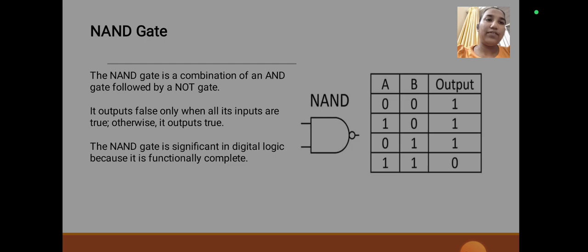If inputs are A and B, if A is 0 and B is 0, the output will be 1 because of the negation of the AND gate. If A is 1, B is 0, the output will be 1. If A is 0, B is 1, the output will be 1. If both A and B are 1, then the output will be 0.